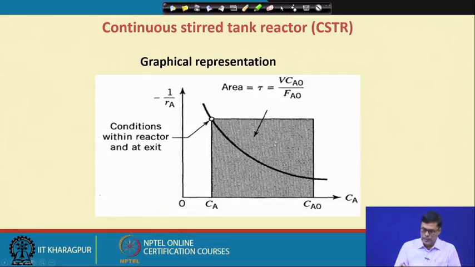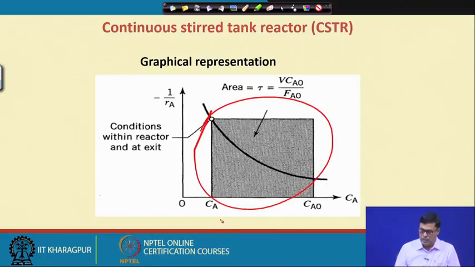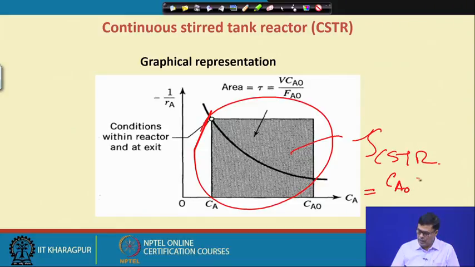Now, this is exactly what they have mentioned here, that you can see how the area under this curve will be equal to tau C S T R. This we can calculate, and it is very simple. If you know the rate of reaction, tau C S T R equals C A 0 minus C A divided by minus R A. So, if you know R A and C A 0, we can easily find out the tau C S T R.